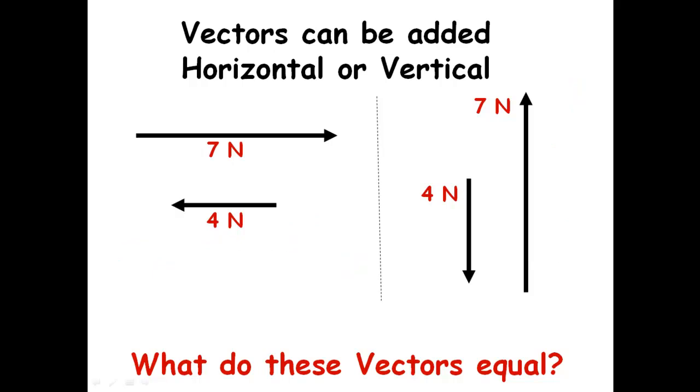But what if they're opposite? Well, we would have our 7 newtons this way, our 4 newtons, the tail would go that way, and what's left? 3 newtons. You can think of it as walking. If I go 7 newtons to the right and then 4 newtons to the left, what's the total displacement? 3 newtons.